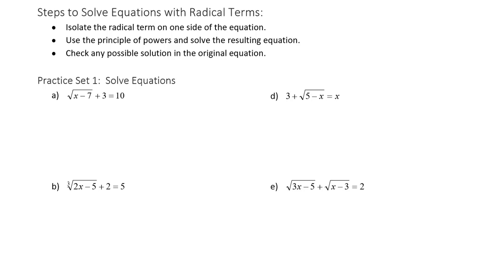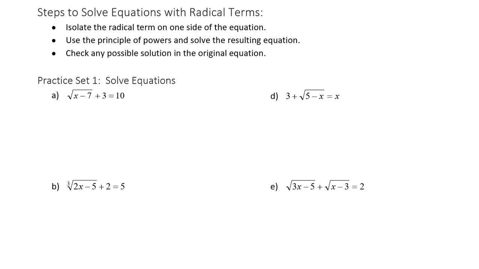The steps to solving equations with radical terms are: 1. Isolate the radical term on one side of the equation. 2. Use the principle of powers and solve the resulting equation. 3. Check any possible solutions in the original equation. You would repeat this for however many radicals you need to get rid of.